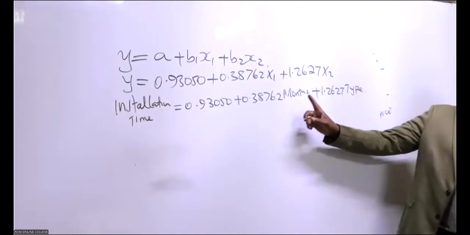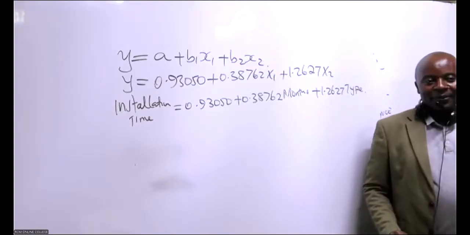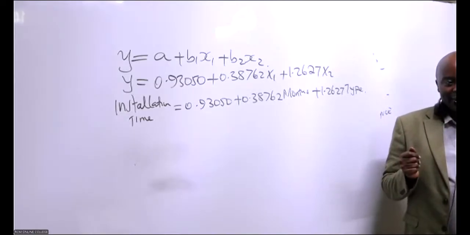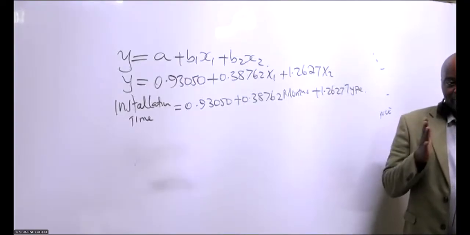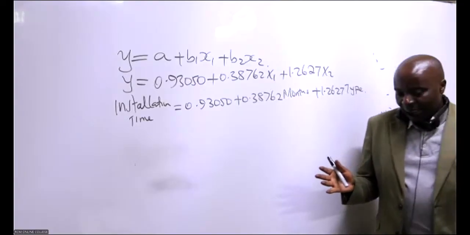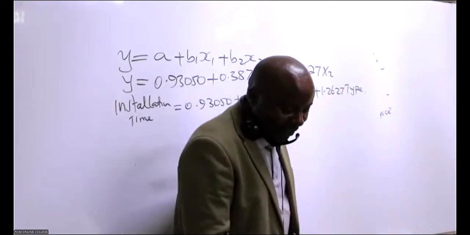So we start with the first variable. These months and installation time, are they supposed to be positively related or negatively related? Positively. Yeah, so the more the months, the more the installation time. So it's months for what? These are months for what? For repair.